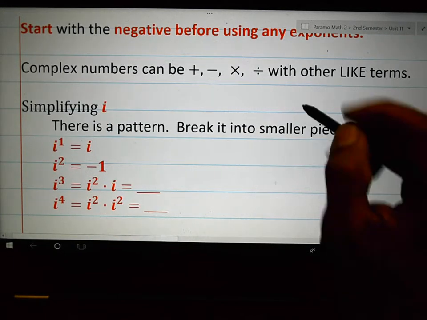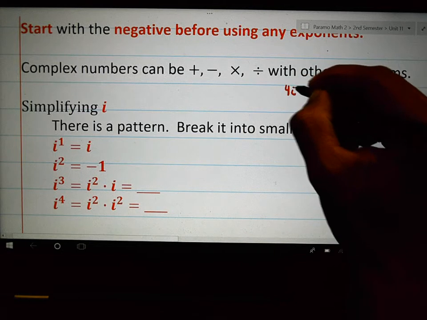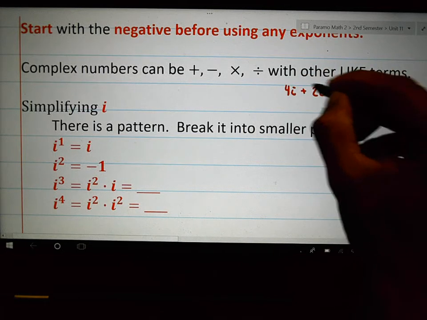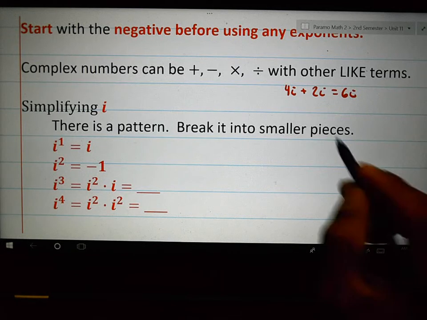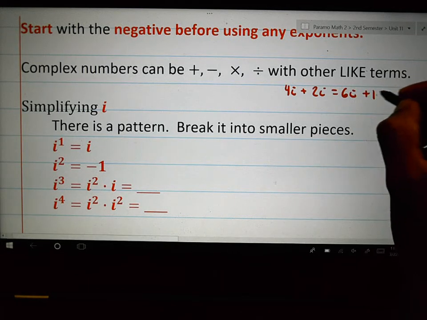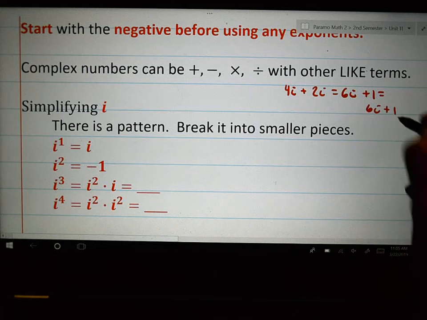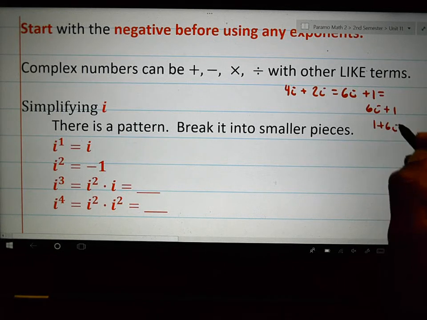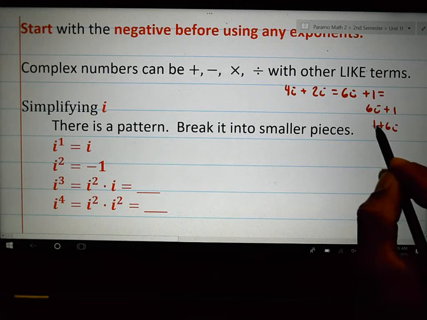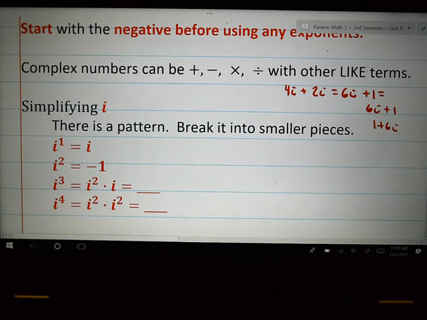By the way, if you have a 4i and another 2i, you can add those together and get 6i. 4 imaginary i's plus 2 imaginary i's is 6 imaginary i's. That's how it works. It's the same thing. But if I try to do 6i plus 1, guess what? That's 6i plus 1. I just didn't write it in standard form. Standard form would be the real part first, the imaginary part second.